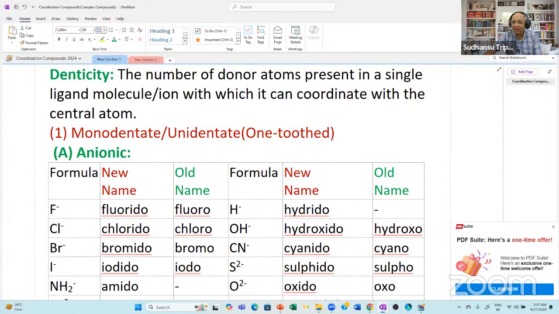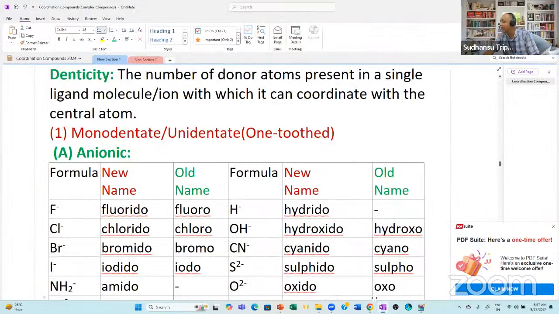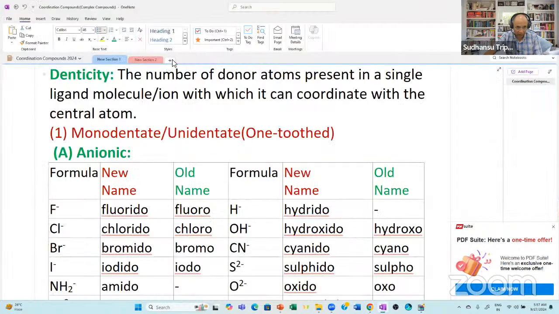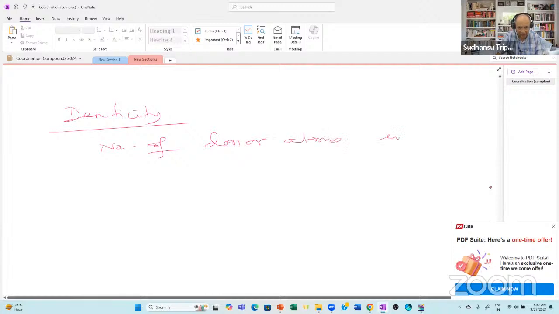For the coming few minutes, we shall be writing the different ligands. Before we close, two things we will know. First is denticity, the number of donor atoms in a ligand.